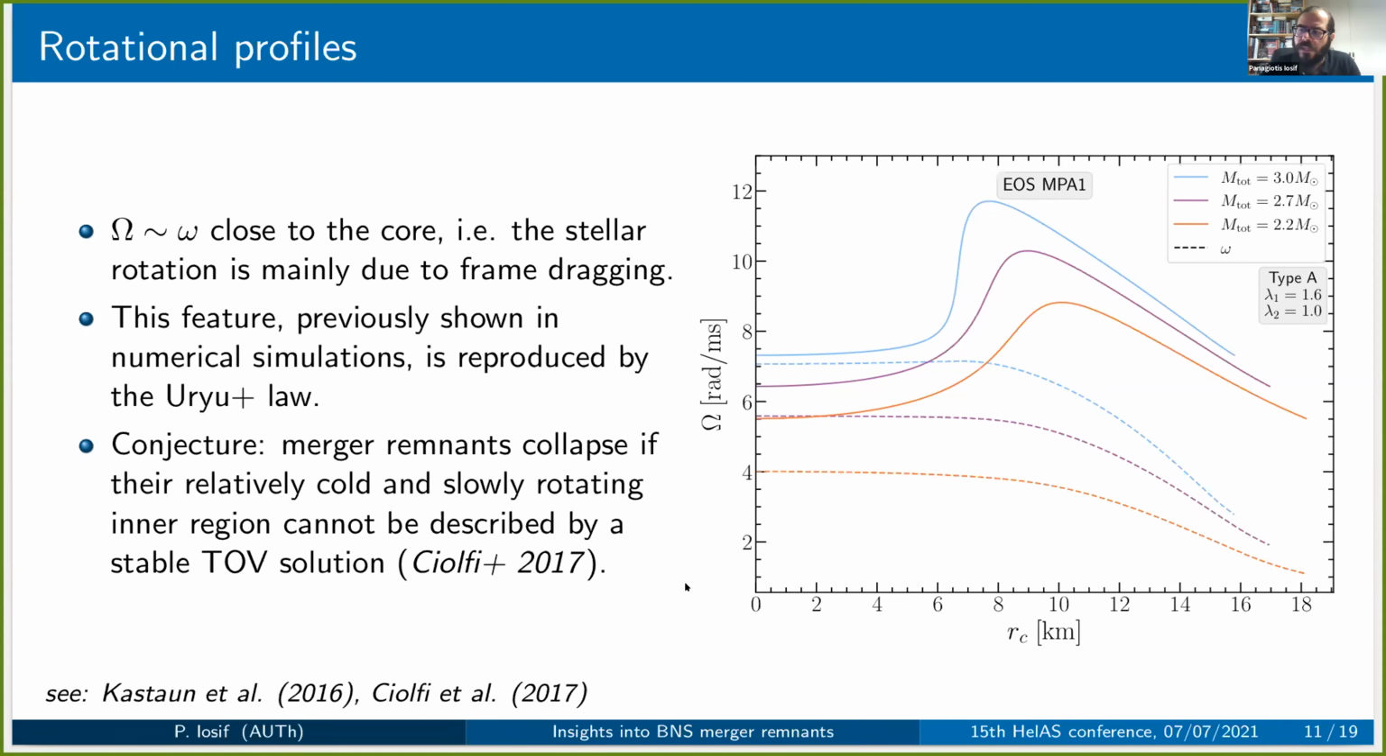And it is interesting that this feature led to the proposal of a conjecture by Iosif and collaborators in 2017 that merger remnants collapse promptly if the relatively cold and slowly rotating inner region is not possible to be described by a TOV solution. So our findings lend support to this conjecture.